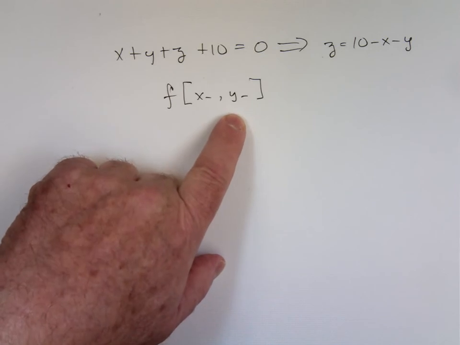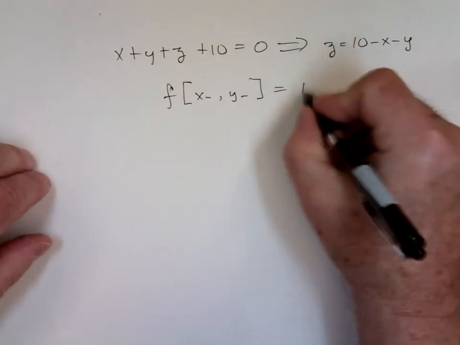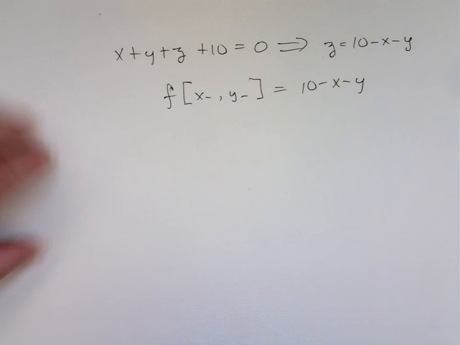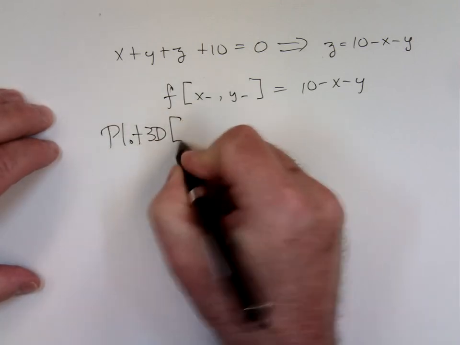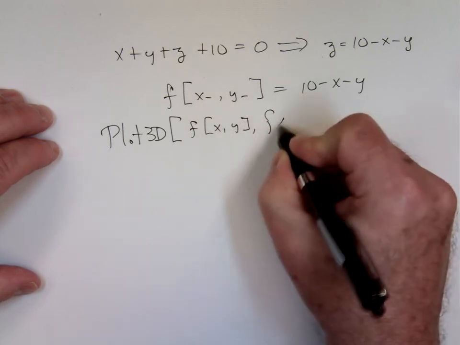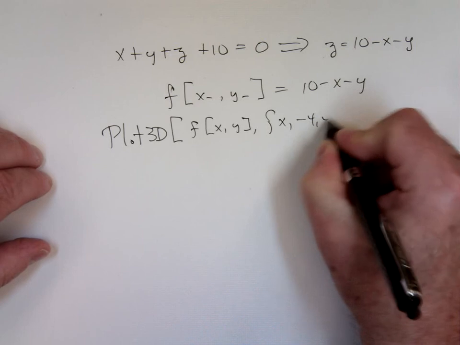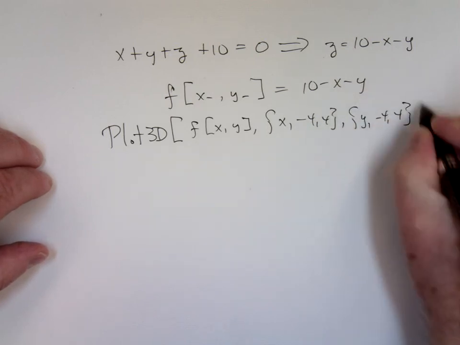I did it for a sphere, but you have to do it for a plane. For the plane, it would be this. That's your z, so z is equal to 10 minus x minus y. And then you would do a Plot3D, like so, and have your x go from, I don't know, -4 to 4, and your y go from, say, -4 to 4. And that would do the plane.